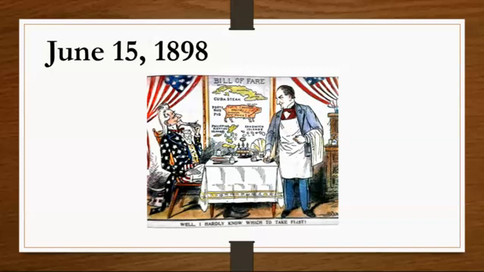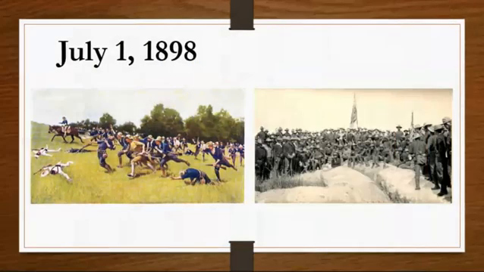July 1st, 1898, Teddy Roosevelt leads his Rough Riders and African-American soldiers from the 10th Cavalry rush to capture the strategic location of San Juan Hill, known as the Battle of San Juan Hill.